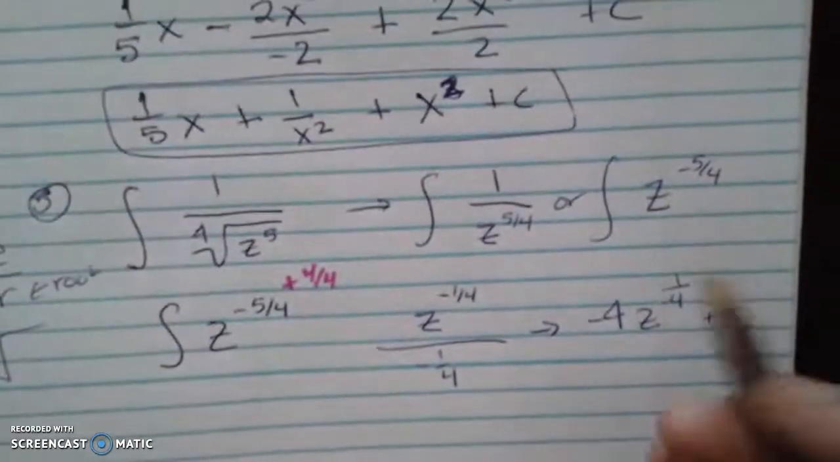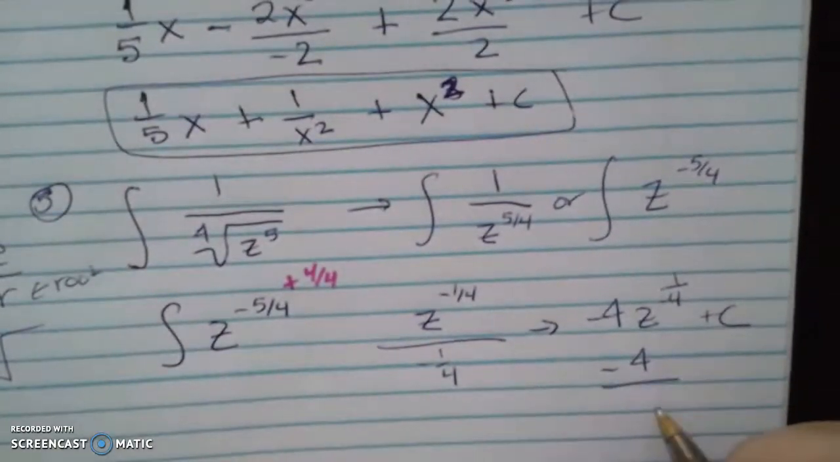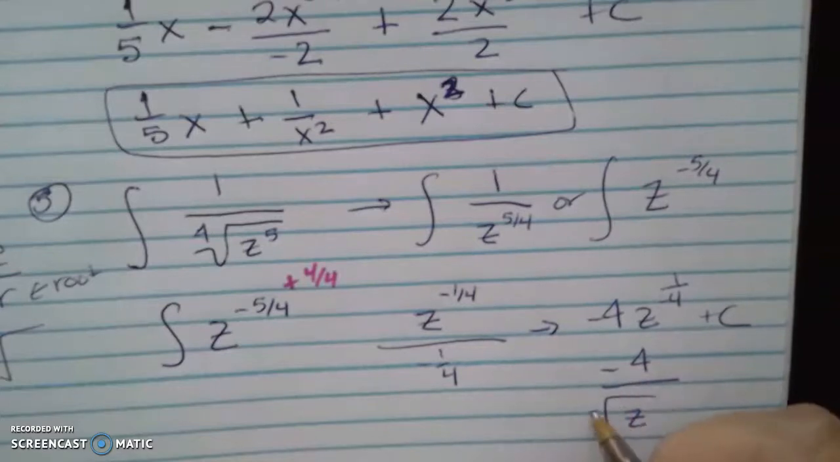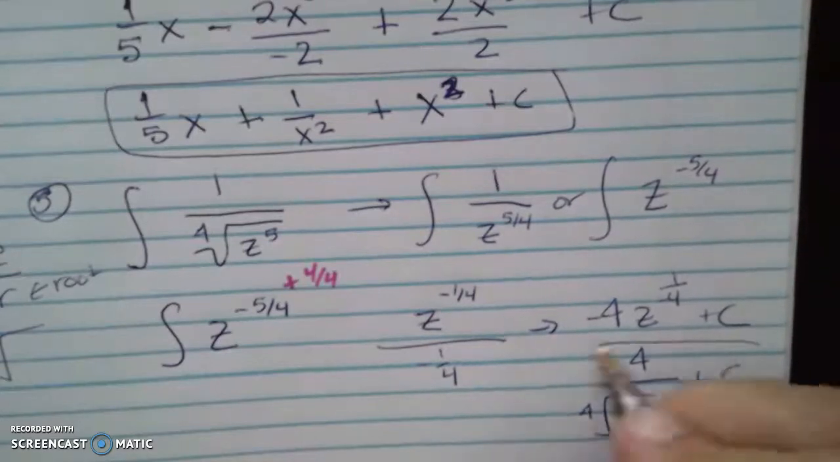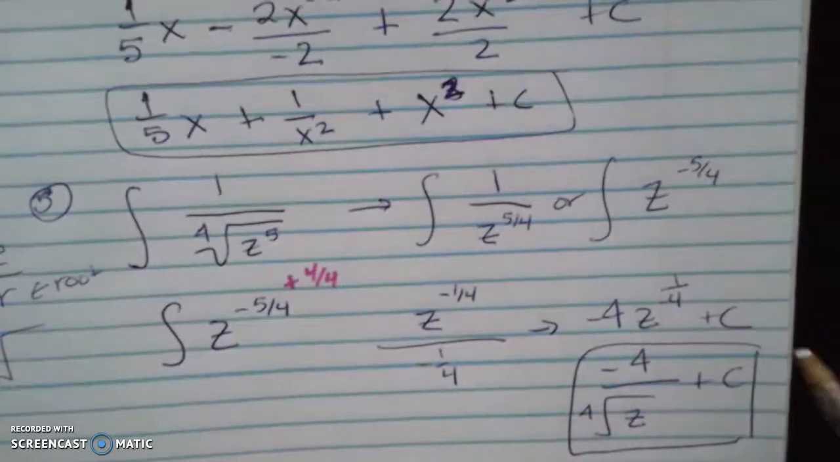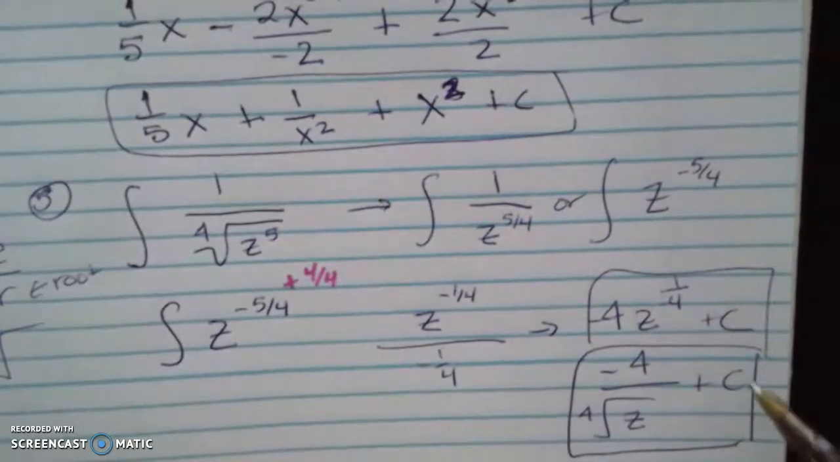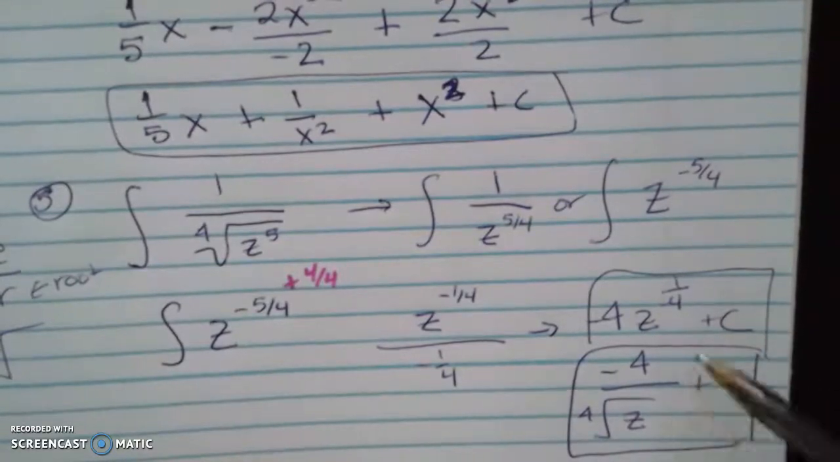And then I can change that to negative 4 over z to the 1/4 plus c. All of that. So this answer up here is also acceptable. Usually on a multiple choice, the answer will be simplified, so to all positive exponents. So you'll probably see something like that.